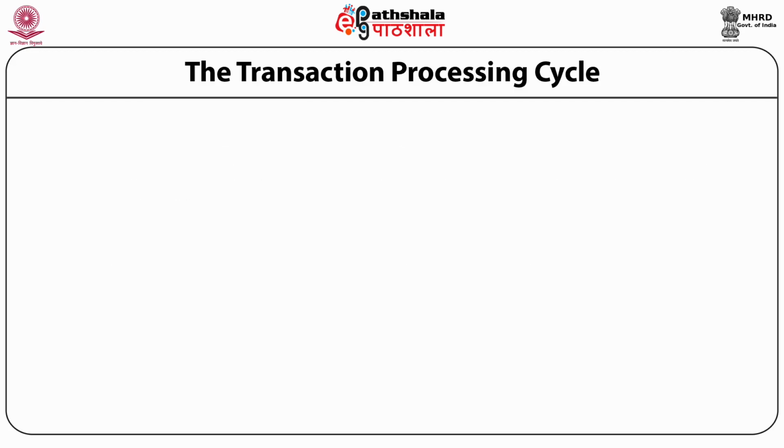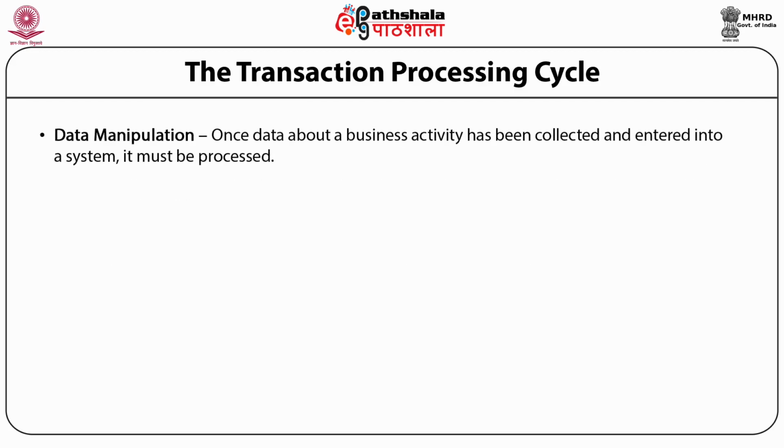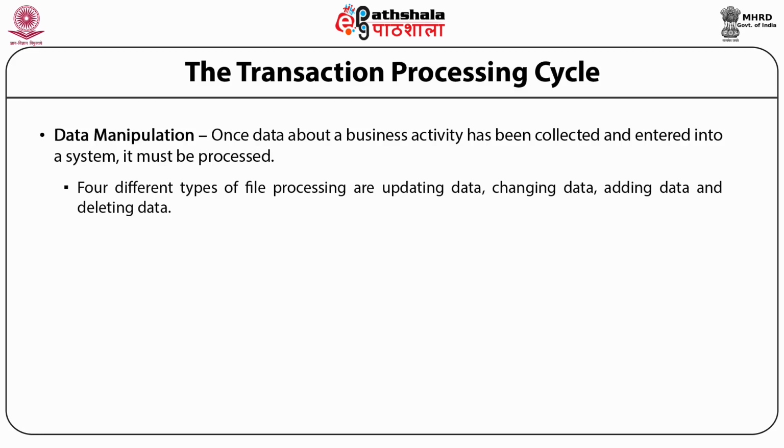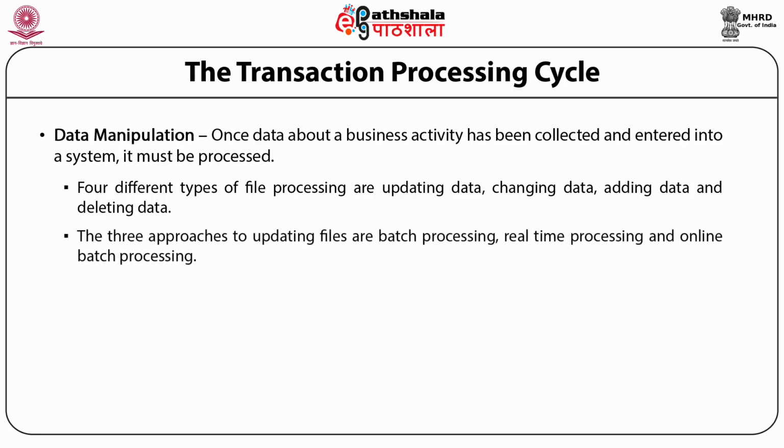The fourth step is data manipulation. Once data about a business activity has been collected and entered into a system, it must be processed. Four different types of file processing are updating data, changing data, adding data, and deleting data. The three approaches to updating files are batch processing, real-time processing, and online batch processing.